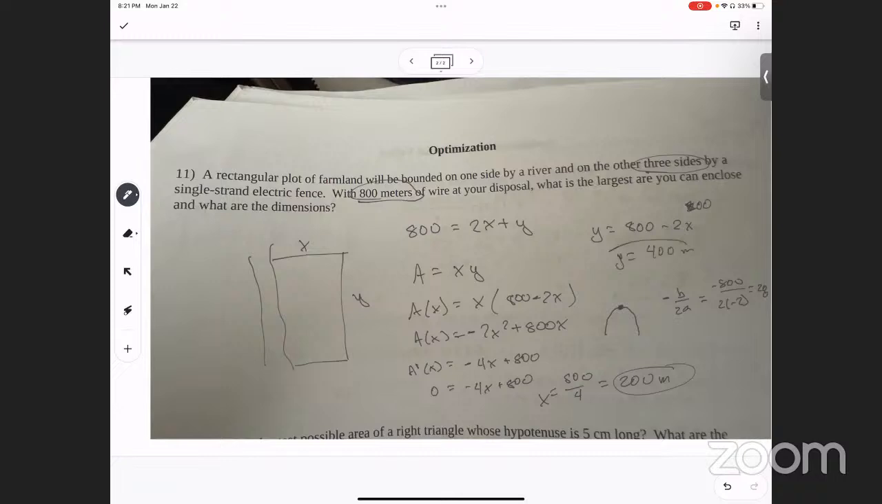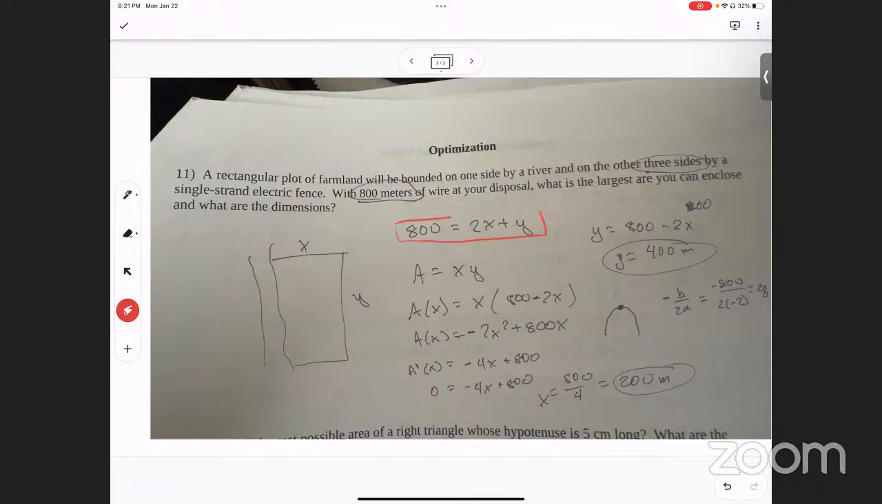I just have a quick question. Where it says underneath A equals xy, you got A equals x times (800 minus 2x). Where did you get that from? Like, how did you get 800 minus 2x? Did you just factor it out?